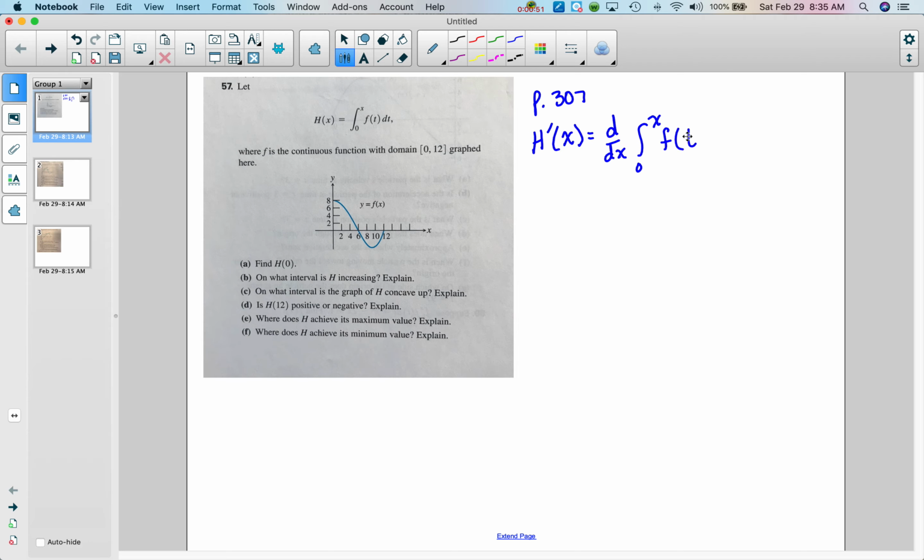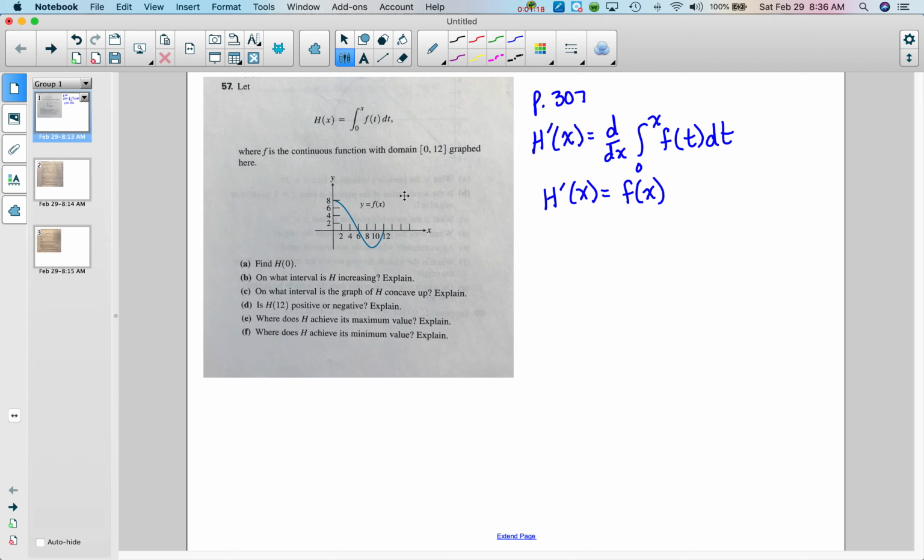And notice the setup for the fundamental theorem of calculus, because the limits match with x's. We have a constant here. We're taking the derivative of an integral. So that means that h prime of x is equal to f of x using the fundamental theorem of calculus.